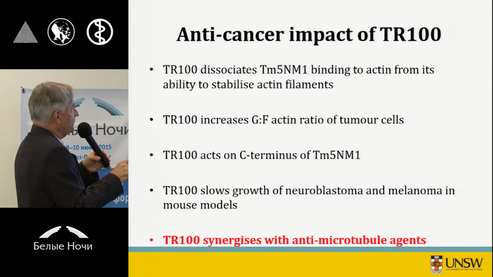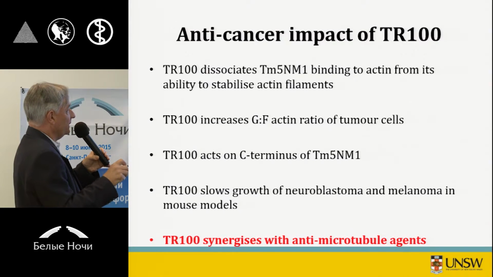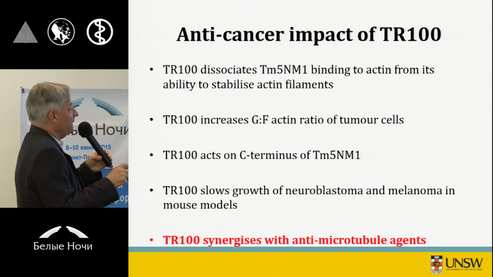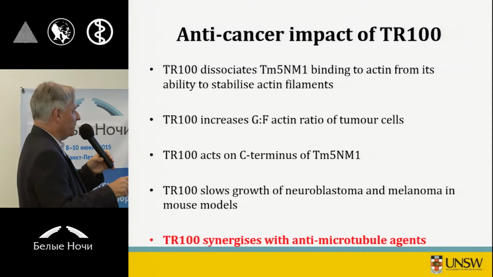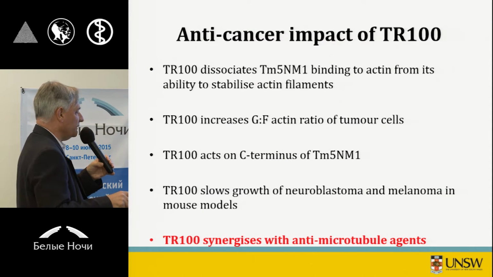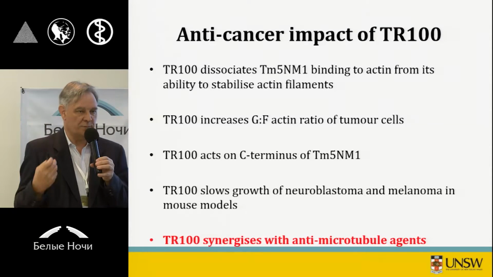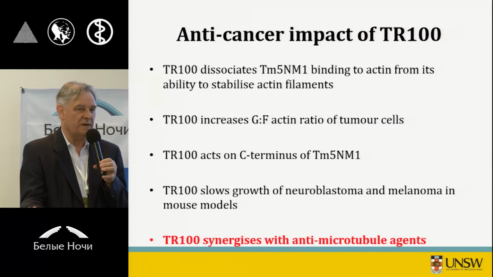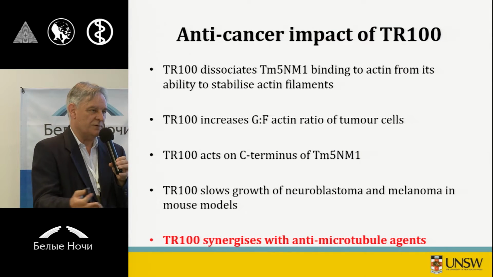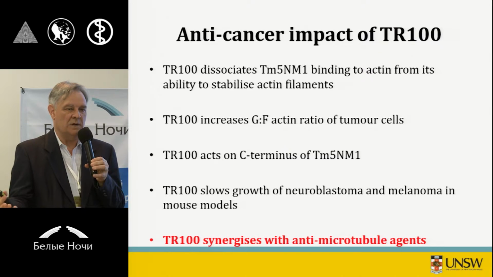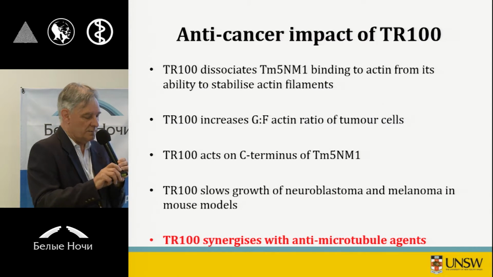So what we concluded from this was that the first anti-tropomyosin drug dissociates the binding of this tropomyosin to actin from its ability to stabilize actin filaments. It increases the amount of G-actin in tumour cells. It acts on the carboxy terminus of the target tropomyosin, and it slows the growth of neuroblastoma and melanoma. But most importantly, it synergizes with antimicrotubule agents which, from a practical point of view, given that we're about to go into phase 1 trials, means we're now building into the trials the capacity to quickly follow with combined therapy with antimicrotubule agents.